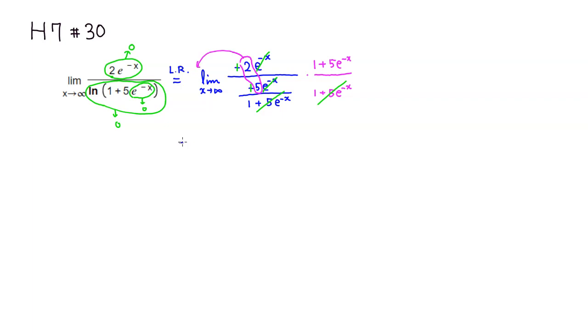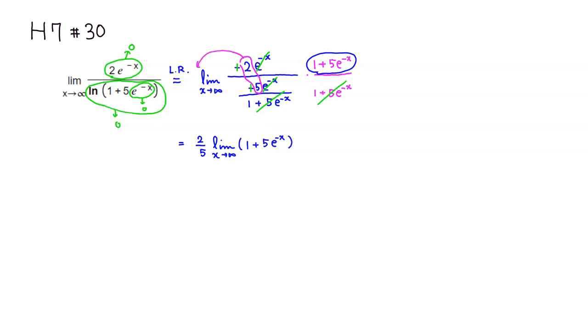So you're going to have 2/5 outside, sorry. Then you have the limit as x approaches infinity, and what's left is just this guy right here. So it's going to be 1 plus 5 e to the negative x.